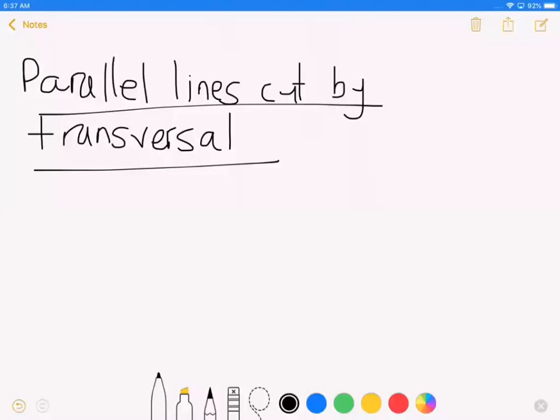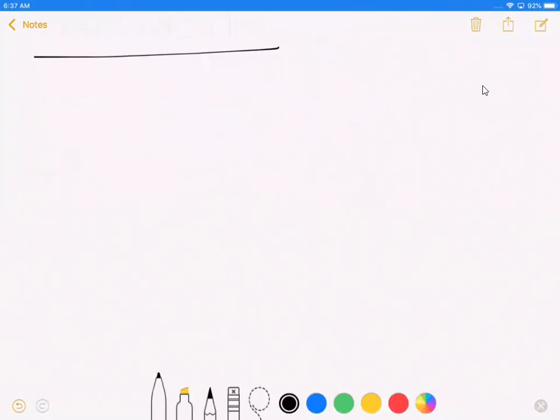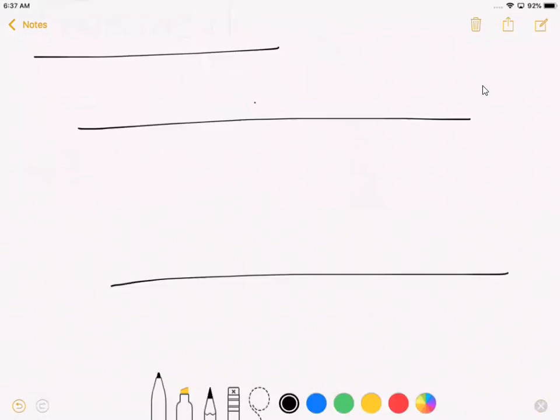Okay, we want to continue with angles in a straight line. But today we want to talk about parallel lines that are cut by a transversal. When we say parallel lines, how do I know that two lines are parallel? You get something like this, with an arrow. It means those two lines are parallel.